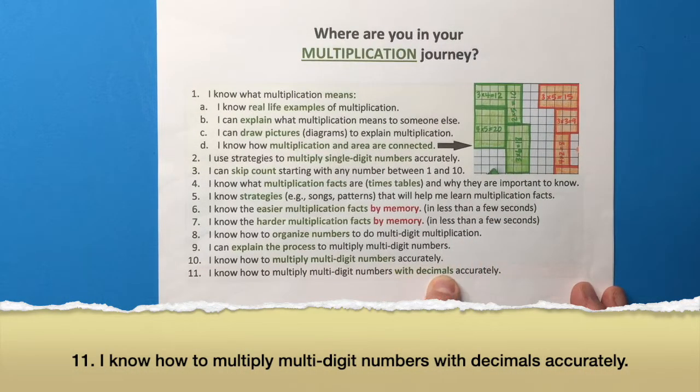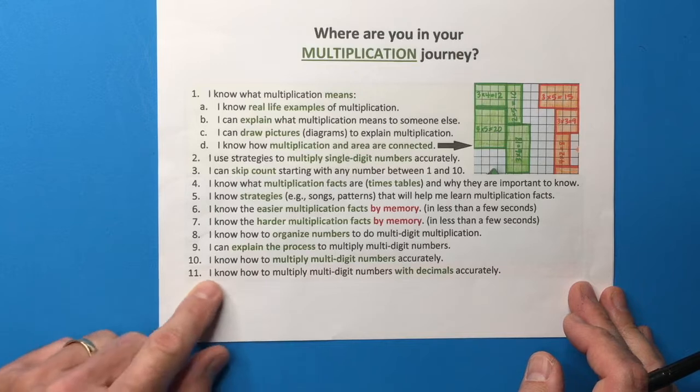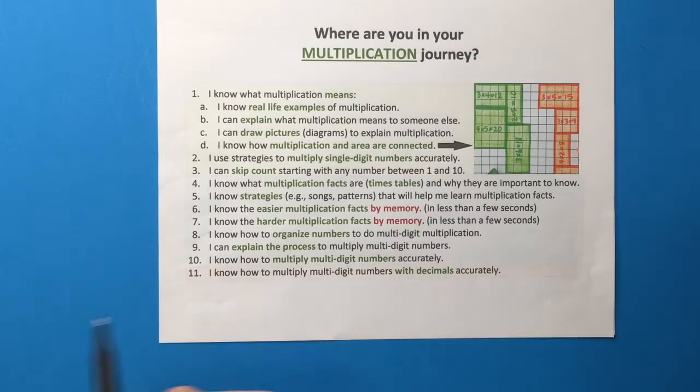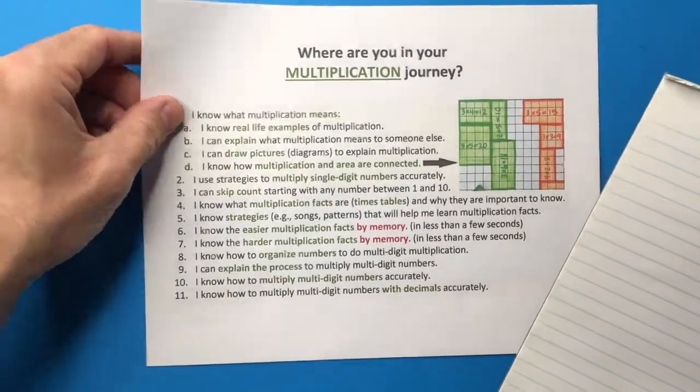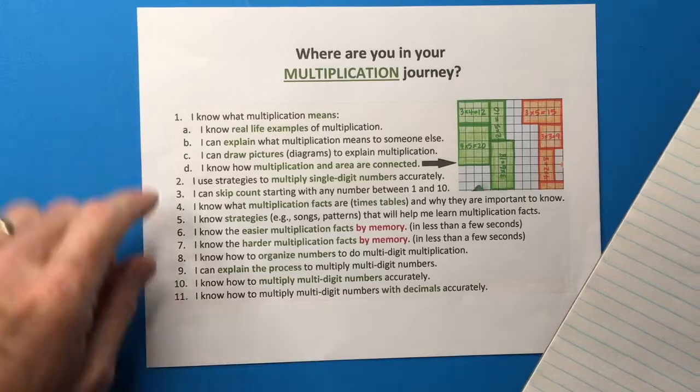Now the number 11, the final thing on our list, is I know how to multiply multi-digit numbers with decimals accurately. So this is a grade 5 level, but I will do one of those questions just so that you're aware of how that would work, in case you're already at number 10 in your multiplication journey and you want to see what it would look like with number 11.